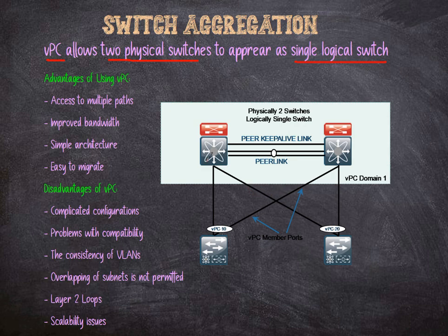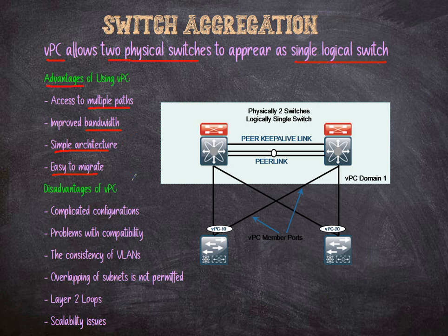Let's see the advantages of VPC first. VPC increases network availability by allowing multiple paths between devices without relying on spanning tree to block the connections. By aggregating multiple links into a single logical link, VPC increases network bandwidth. By combining multiple switches into a single switch, VPC simplifies the network design. Network connectivity can be maintained while servers and other network devices are moved between the switches.